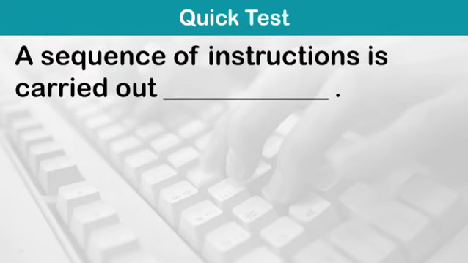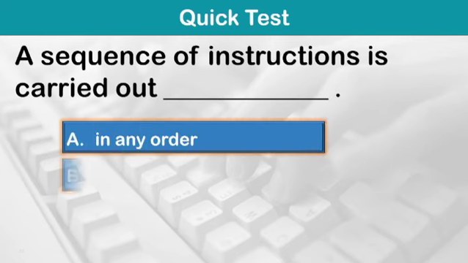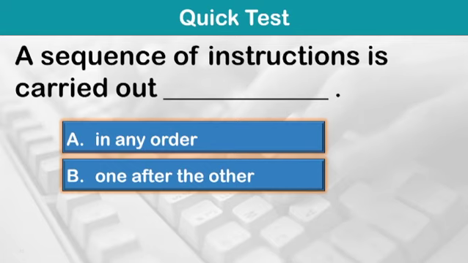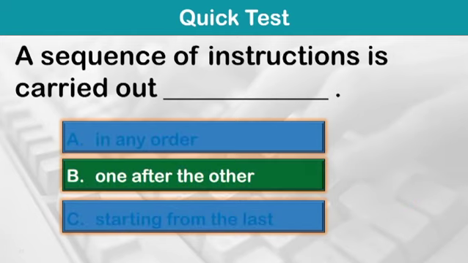First question. A sequence of instructions is carried out A. in any order, B. one after the other, or C. starting from the last. We learned at the beginning of the lesson that steps in a sequence are executed one after the other, from the first to the last. Option B is the correct answer. Next question.